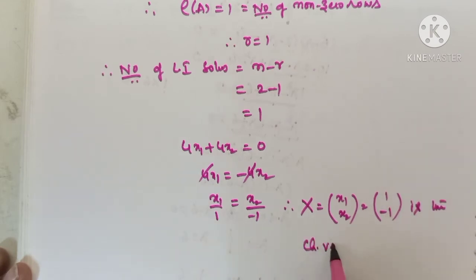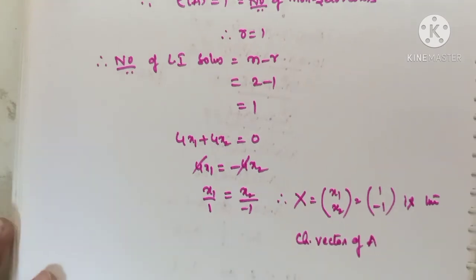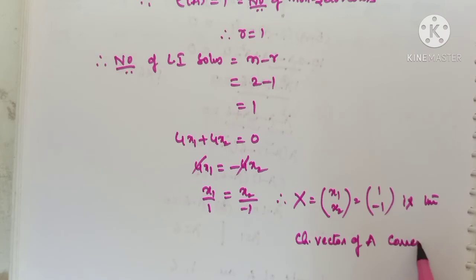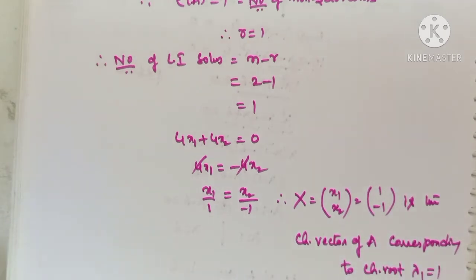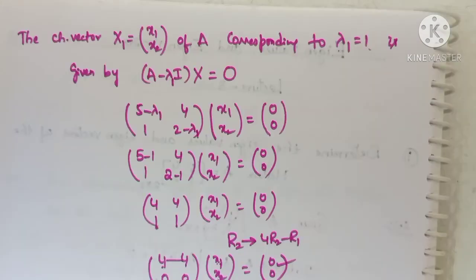Is the characteristic vector of A. Eigenvector also we can call it as. This is the characteristic vector of A corresponding to characteristic root or eigenvalue, characteristic root lambda 1 is equal to 1. This is the procedure to find out the characteristic vector corresponding to characteristic root of A.